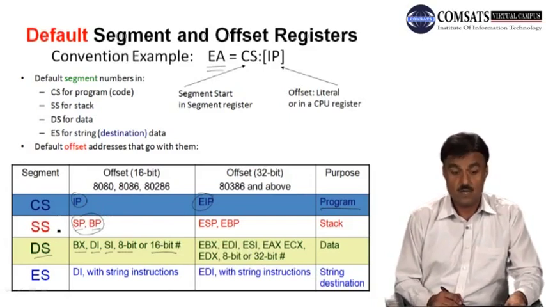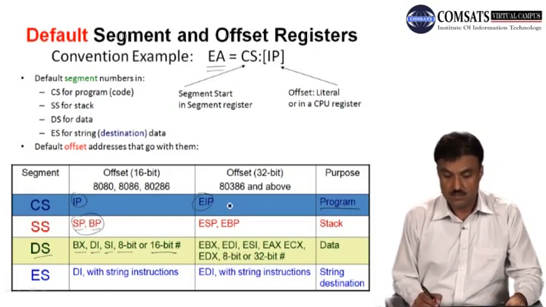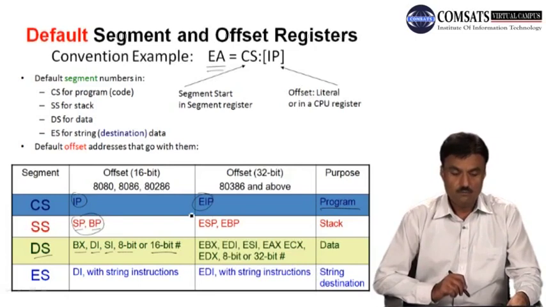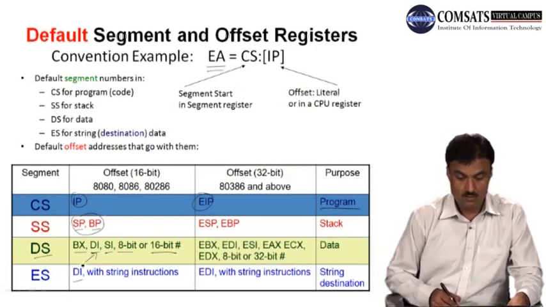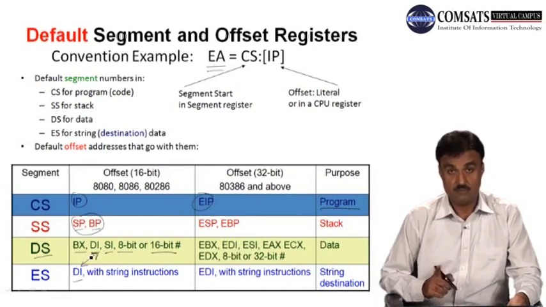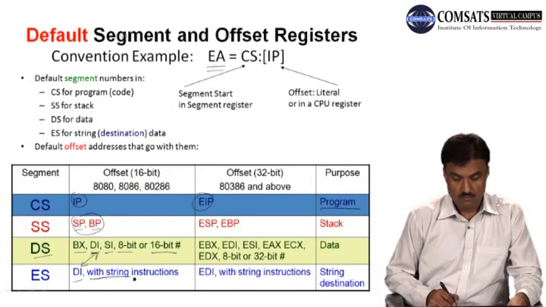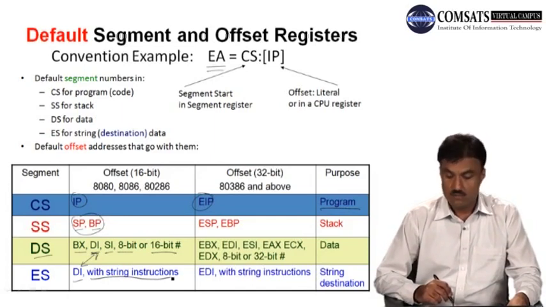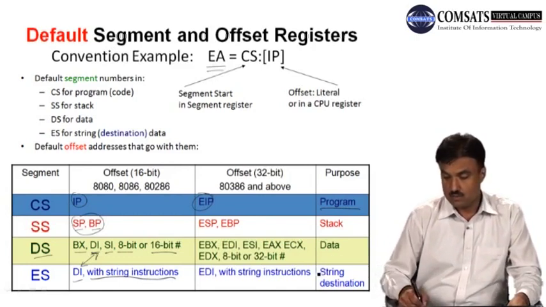However, you can see in the code segment and stack segment, they have their special offset. Instruction pointer, IP, or stack pointer, or base pointer, they are being used as an offset. Here, these are the extended versions for the 32-bit representation. They are being used as offsets for the code segment and stack segment. And for the extra segment, we have the DI register. The same DI register can be used to hold any offset or any displacement for the data segment, or maybe for the extra segment with string instructions. So we can use DI in the extra segment, for string destinations, where we can store that.